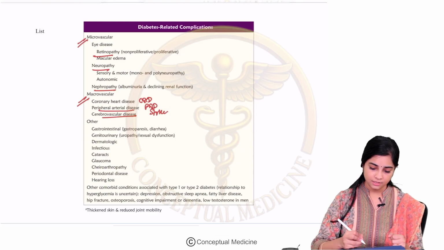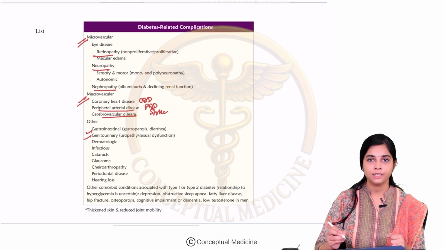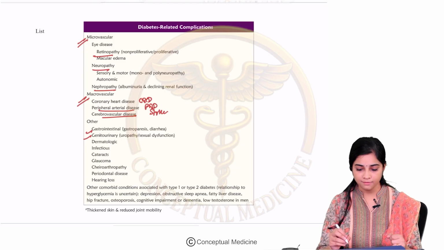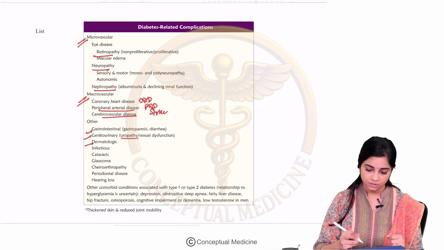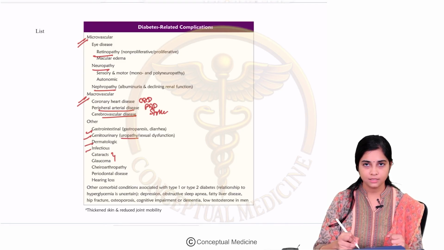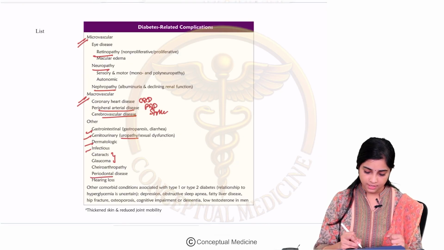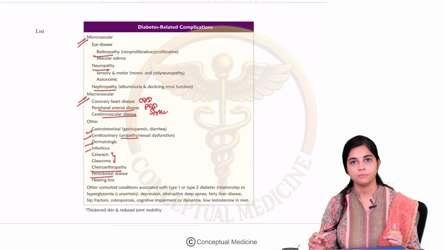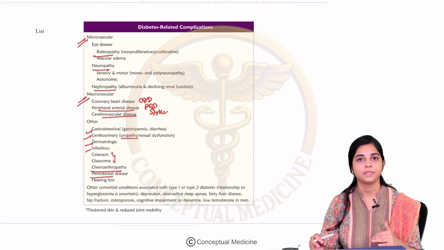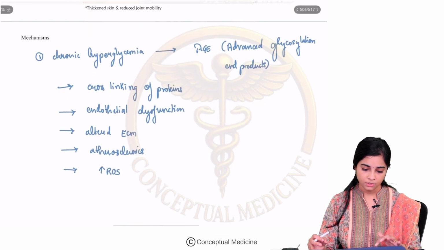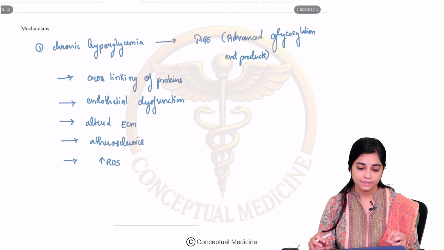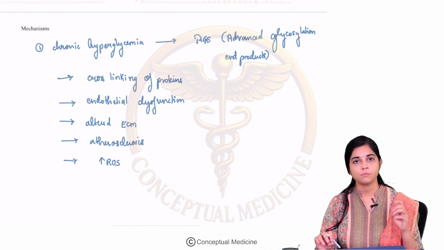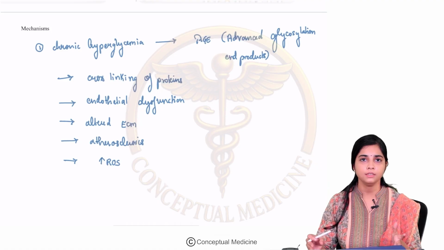Other complications include GI and GU, where you can have gastroparesis and neuropathy; dermatologic complications, infections, cataracts and glaucoma, periodontal disease, and cheiroarthropathy. So these are the various diabetes related complications and we'll be looking at the main complications one by one. So what are the mechanisms of these complications? Why do you get these complications in diabetes?